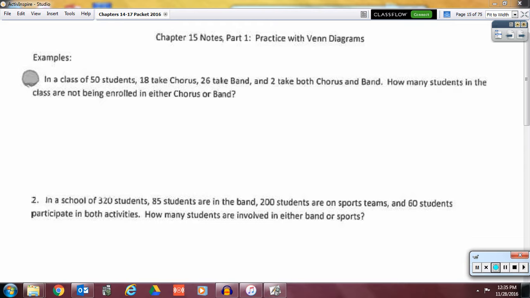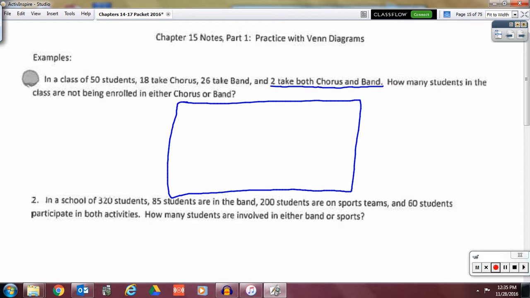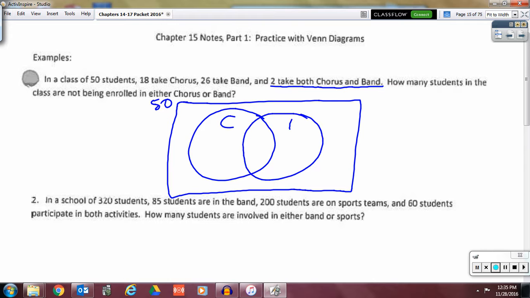So always start with the most restrictive amount of data. For example, with this first problem where we have 50 students, 18 take chorus, 26 take band, and 2 take both, that's where we would want to start. We would start with the 2 taking both and then go out from there, filling in the numbers on our Venn diagram. Okay? So let's start this. We're going to have everybody, which is 50 students, and then I've got choir students and band students, and of course in the middle is our both.